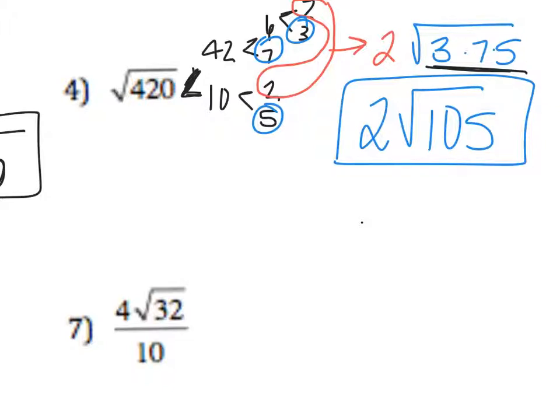One thing to be sure of is that when you are breaking down numbers and looking for pairs, you're only looking at the numbers on the ends of your trees. You're not looking at numbers like 10 or 42 or 6 when you're looking for pairs. It's always the numbers on the ends of the trees that you're circling and bringing outside the square root.